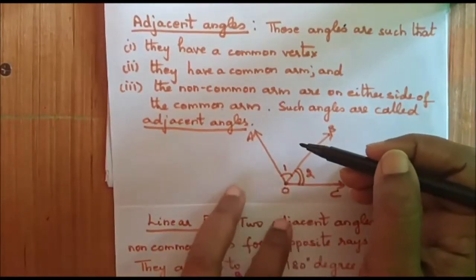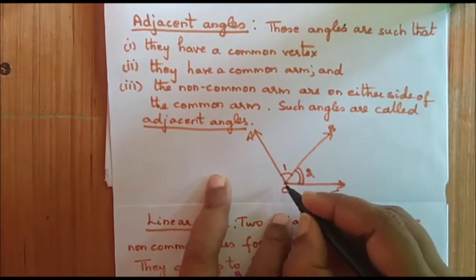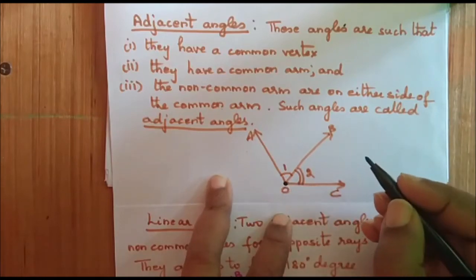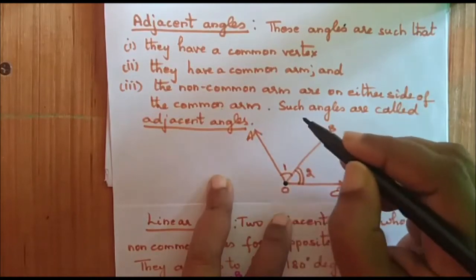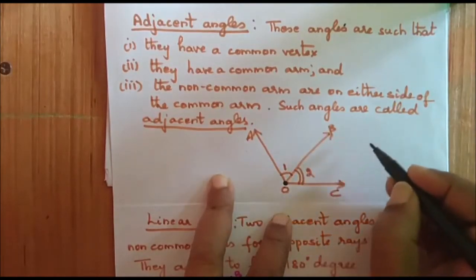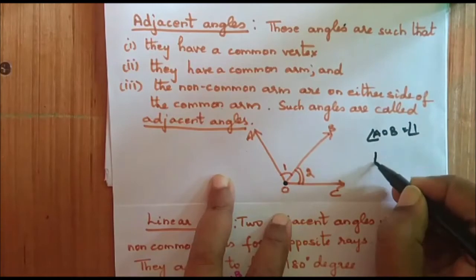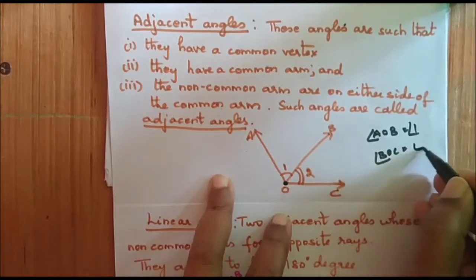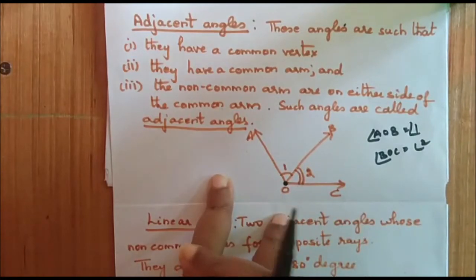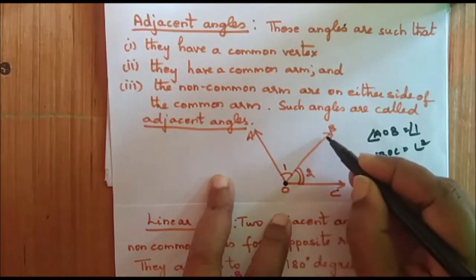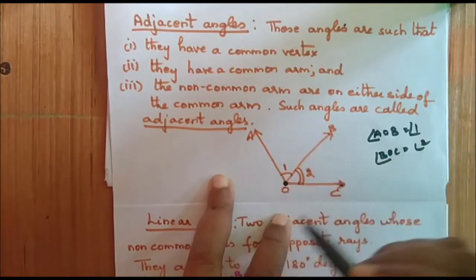Now let me take this angle. Here, the first condition is they should have a common vertex. Yes, O is the common vertex. Now, I have been given two angles, angle 1 and angle 2. AOB is angle 1 and BOC is angle 2. They have a common vertex. The second condition is they should have a common arm. So OB is the common arm. I hope you understand. In angles AOB and BOC, OB is the common arm.